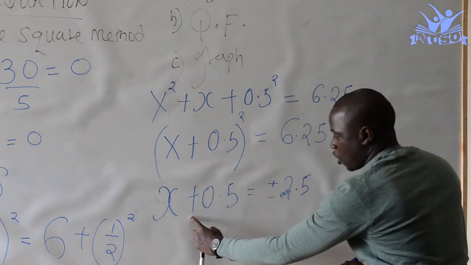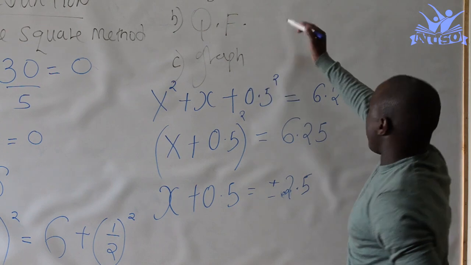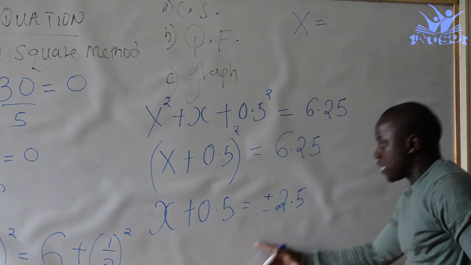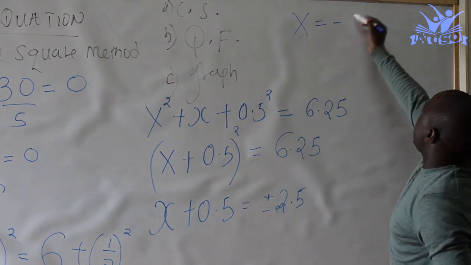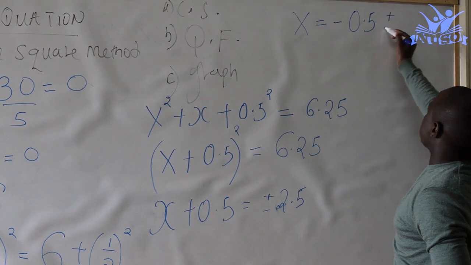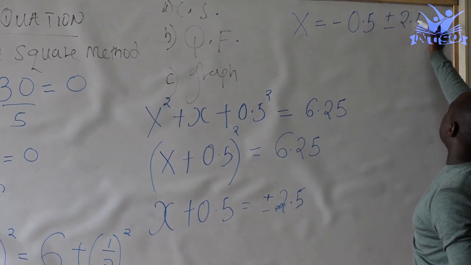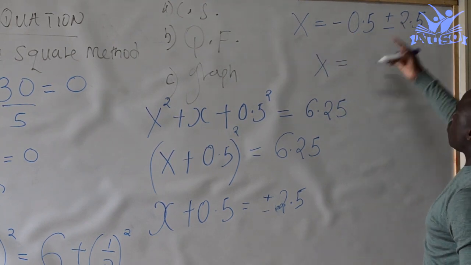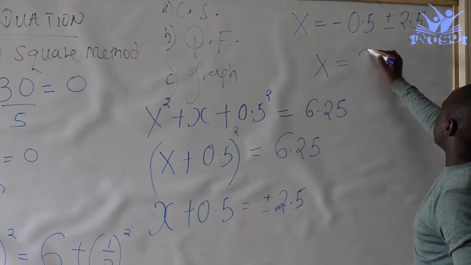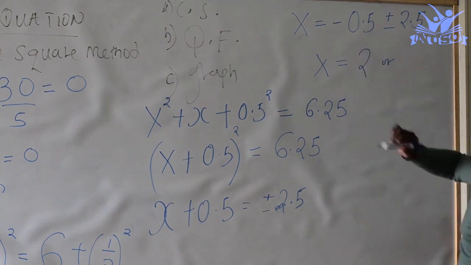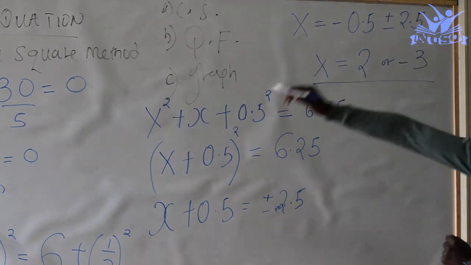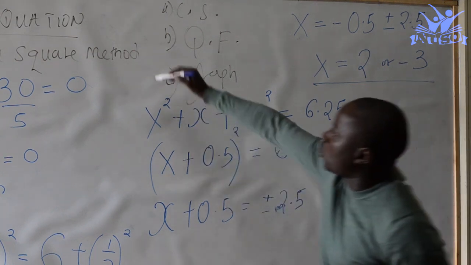Then I bring the plus 0.5 to the other side. So I'm going to have x being equal to, if this is plus 0.5 and I take it to the other side, it will be minus 0.5, plus or minus 2.5. So the first value of x is minus 0.5 plus 2.5, that is 2, or minus 0.5 minus 2.5, that will be negative 3. That is the solution to that particular quadratic equation, and the method we use is called the completing the square method.